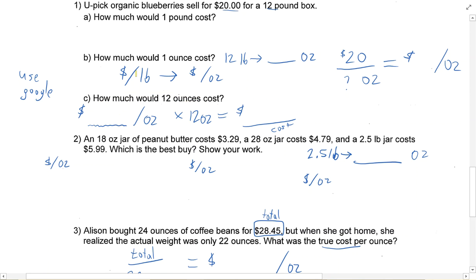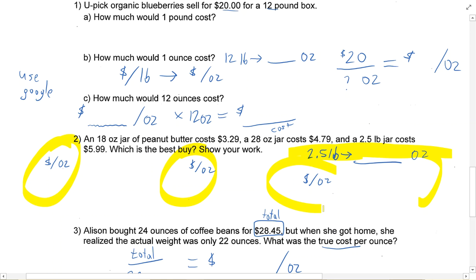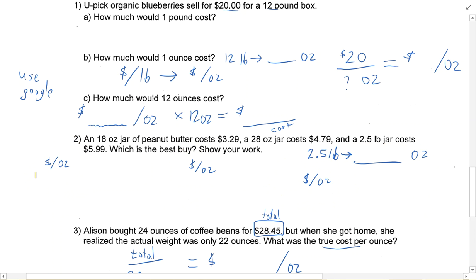Here, figure out the cost of peanut butter. So you have 1 jar here, 1 jar there, and 1 there. You have to convert them all to the same units to find the unit cost. So I'd convert them all into ounces. Find the cost per ounce, convert 2.5 pounds into ounces, and then find the cost per ounce. Now you can compare all prices, because it's the same units.